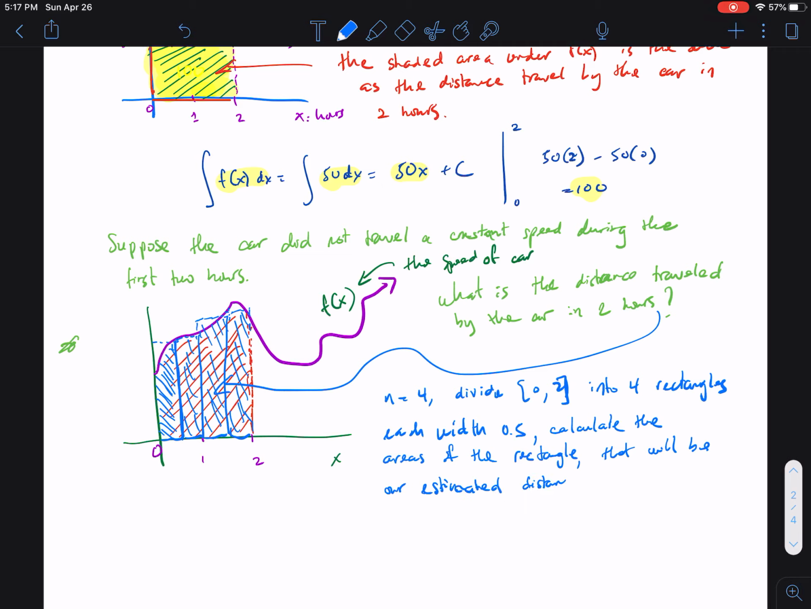If the width is 0.5, what will be the height? We can choose the height to be the right endpoint. So that would be the first height, this would be the second height, this would be the third height, and this would be the fourth height. Notice that some of these rectangles overestimate, like the first one, where you have that extra area, and then the second one has a little tiny spot, and there as well. So it depends on where you take the height for the rectangle. You may overestimate or maybe underestimate.